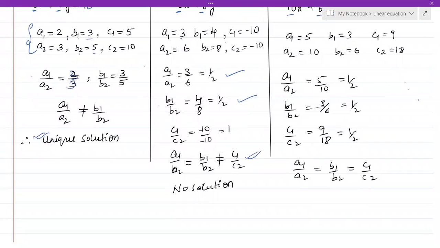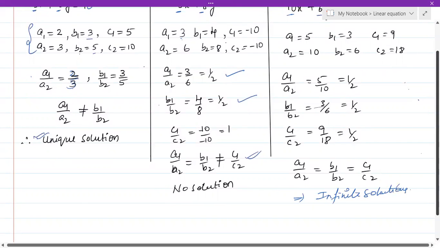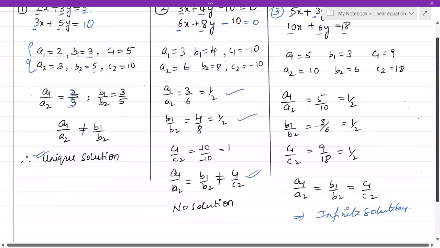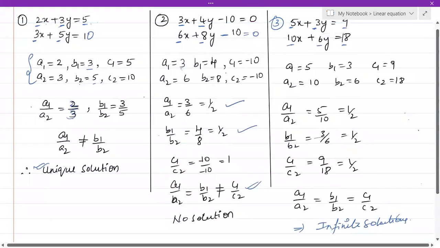If all three are equal, then what type of solution do we get? We get infinite solutions. Okay. I hope the logic is understood. So this is how we find what type of solution the pair has.